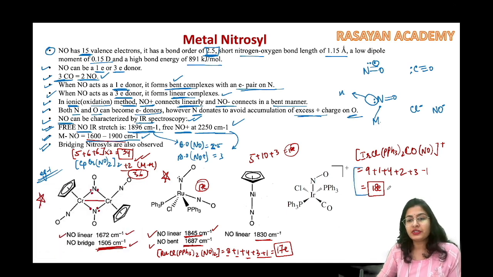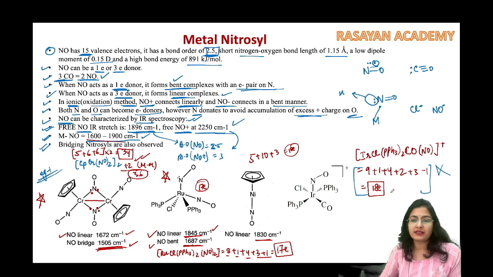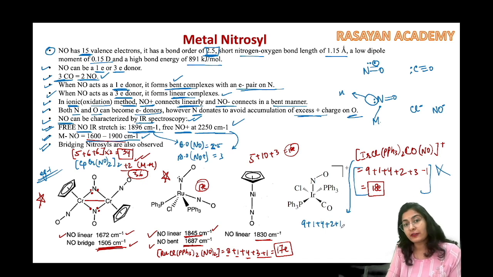So I'm just mentioning this like this. This is wrong. Why is it wrong? Because this nitrosyl is not linear. आप हमेशा 18 इलेक्ट्रॉन काउंट करके नहीं बता सकते. So how are you rather going to count? You are going to count like this: 9 plus 1 plus 4 plus 2 plus only 1 electron for the nitrosyl, minus 1 electron for the positive charge. It is still going to be a 16 electron system.